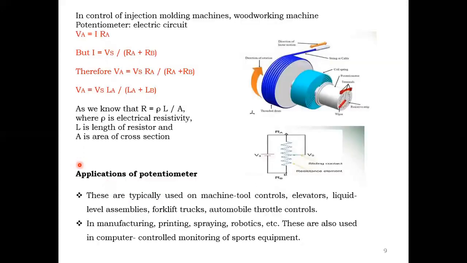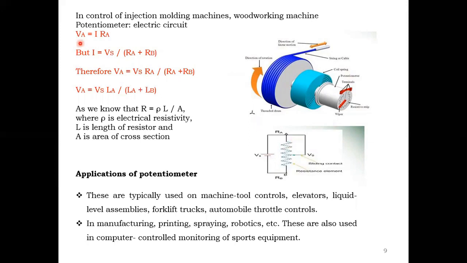Potentiometers are used in injection moulding machines and woodworking machines. This is the diagram for a potentiometer. This is the direction of rotation, and this is the direction of linear motion. Here we have the string cable, coil spring, potentiometer, terminals, and resistive track. This is the basic equivalent circuit. With displacement, the resistance varies, so we can calculate the output voltage, and using the output voltage, we can calculate the displacement. That is the potentiometer sensor.